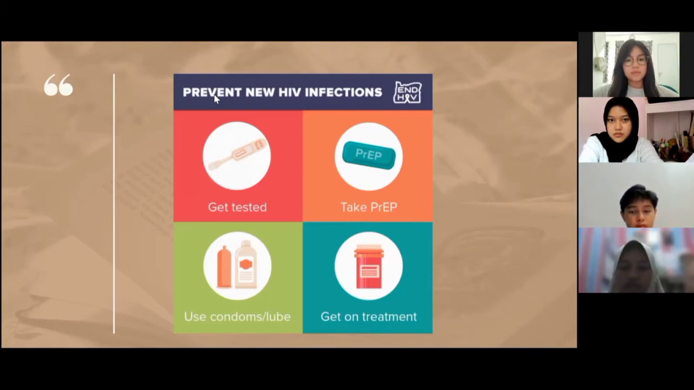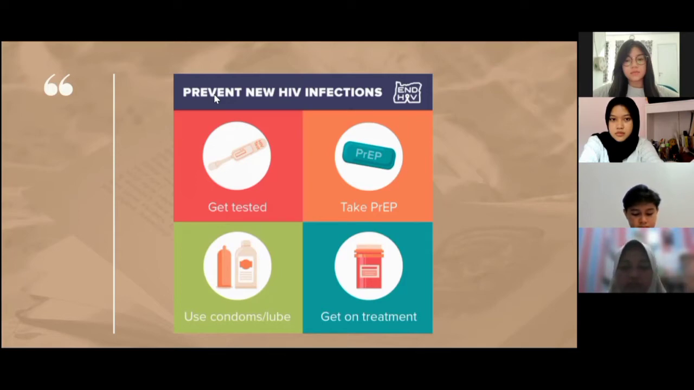Three, avoid using used needles. Avoid using used needles when injecting medication. Transmission of HIV is also a risk if you use tattoo needles that are not sterilized before use. Before getting a tattoo or piercing, make sure the needle is still sterile.